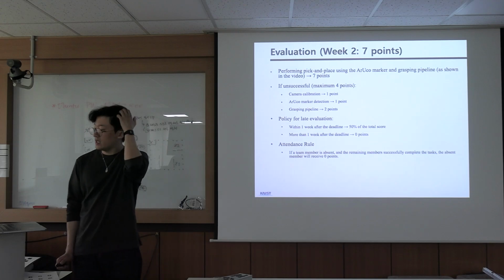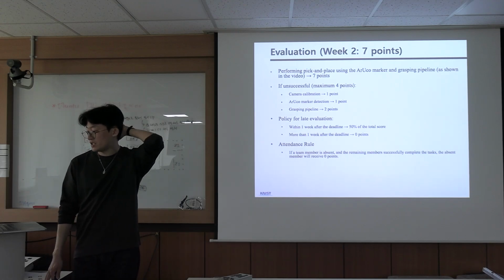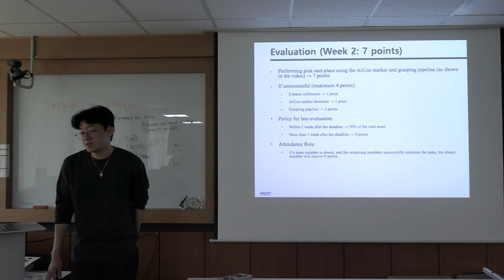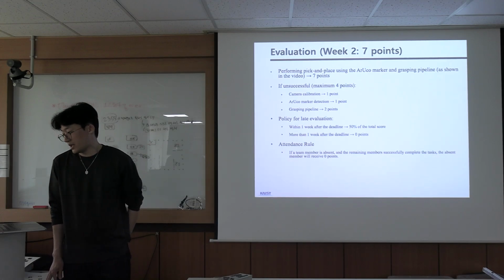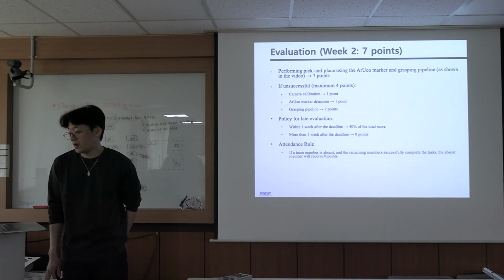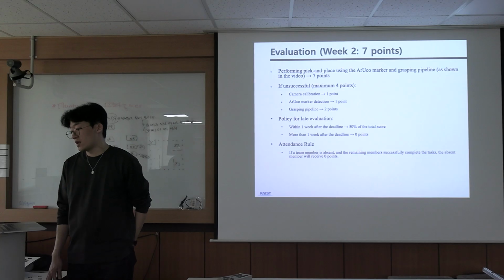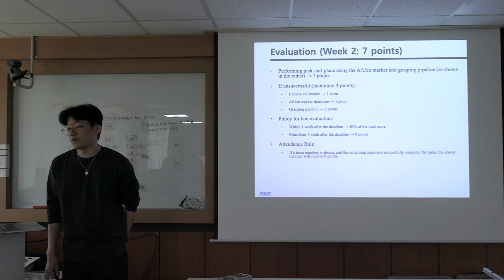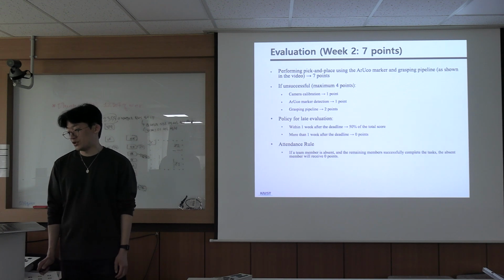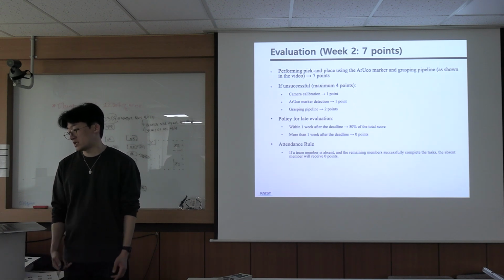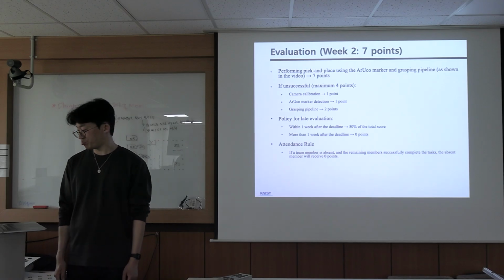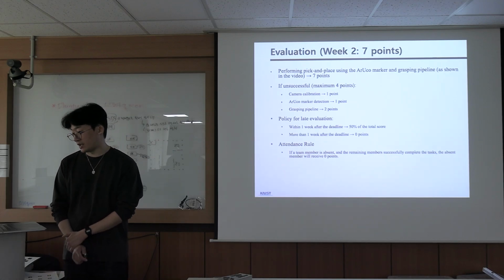Okay, lastly, I'll talk about the evaluation criteria. In the second week, the maximum score you can get is 7 points. If you successfully perform the pick and place algorithm, you'll receive all 7 points. However, if it's unsuccessful, the maximum score you can get is 4 points. You'll get 1 point for conducting the camera calibration, 1 point for detecting the ArUco marker, and 2 points for completing the grasping pipeline. I'll introduce the deadline later.